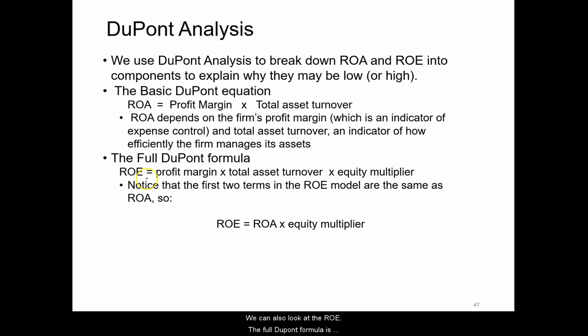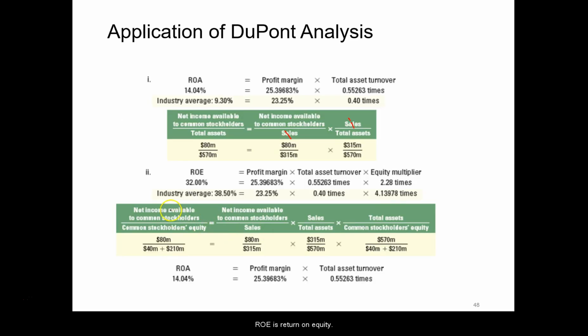We can also look at ROE. The full DuPont formula is about ROE being broken down into three different ratios multiplying each other. So to understand that, again, let's go to the next slides. ROE is return on equity. Now, if we look at the profit margin, which is net income over sales, total asset turnover, sales divided by total assets. If you remember from the debt management ratios, equity multiplier is total assets over equity.